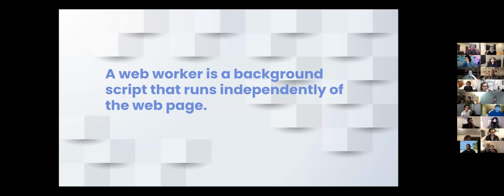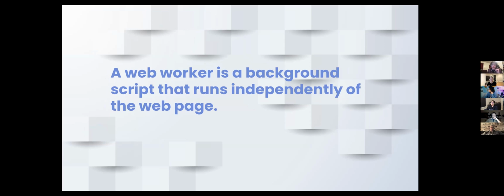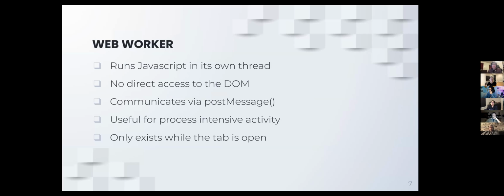But before we can understand service workers, we need to understand what a web worker is. A web worker is a background script that runs independently of the web page. It means that a web worker will allow you to run JavaScript independently of whatever is happening on the web page itself. It's running in its own thread, which means even if it's a complicated or expensive synchronous process, it doesn't block what's happening on the page itself. The UI and other web page interactions won't be interrupted.